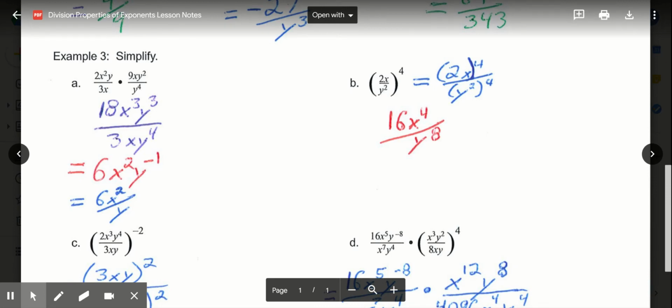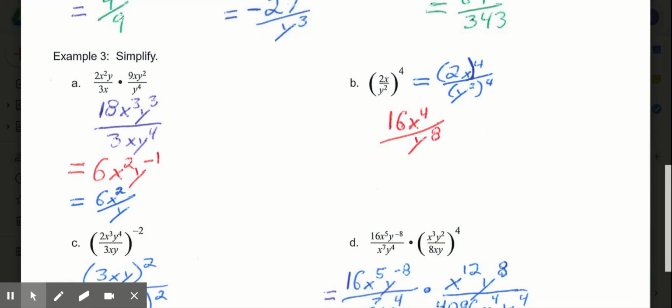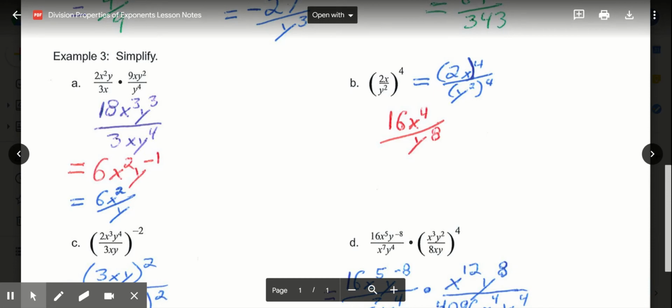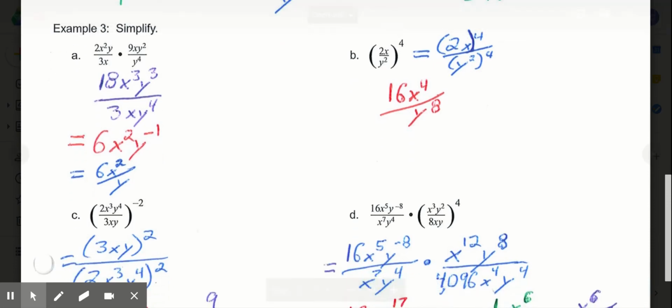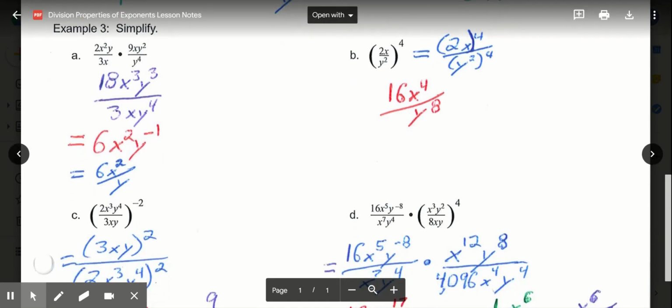Then I want to simplify top and bottom. 18 divided by 3 is 6. X to the third over x: subtract the powers. 3 minus 1 is x squared. And then the y's, subtract the powers also. 3 minus 4 is a negative 1.